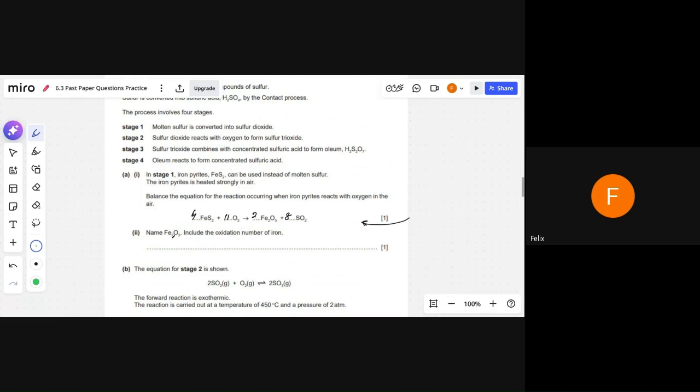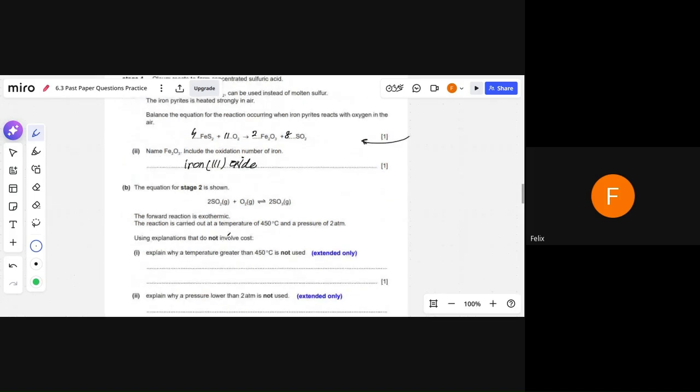So name Fe2O3, include the oxidation number. So this is iron oxide and this is iron(III) oxide. Again, this has nothing to do with equilibrium. Iron(III) oxide is related to our next topic, which will be covered in our upcoming video. And the equation for stage 2 is shown.